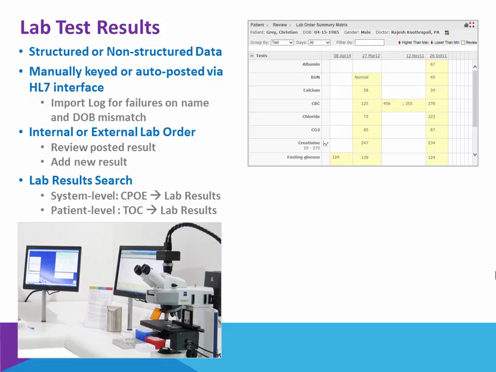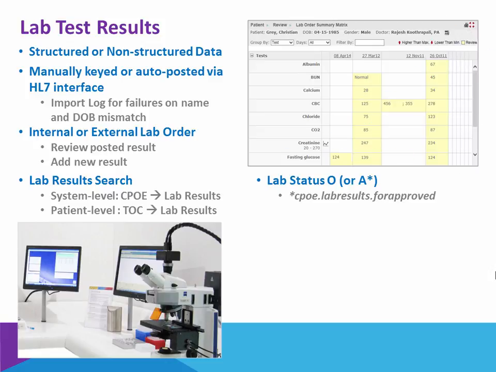Searching for results comes at two levels in the system. You can search at the system level by putting in a patient name or a status or a date or a vendor. You can also search at a patient level through the face sheet, the encounter table of content, and that, of course, would be the results only for that one patient.